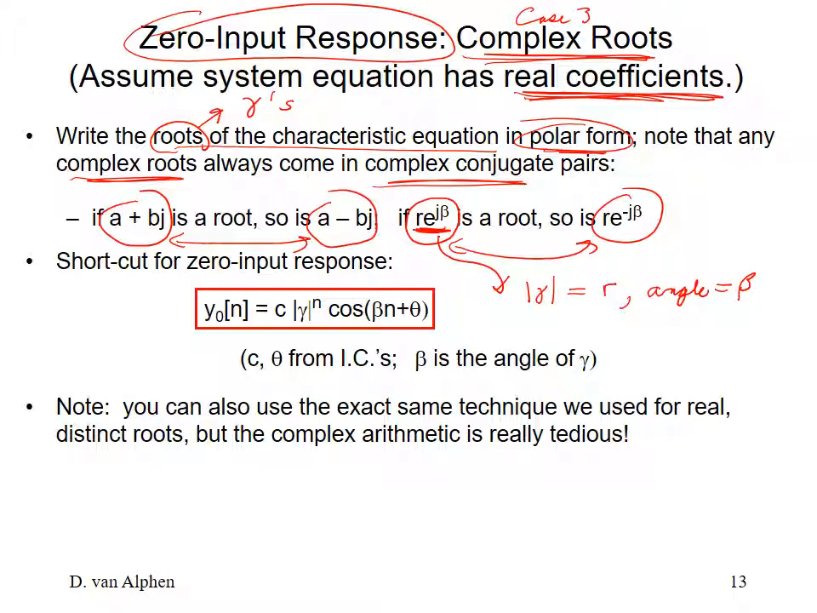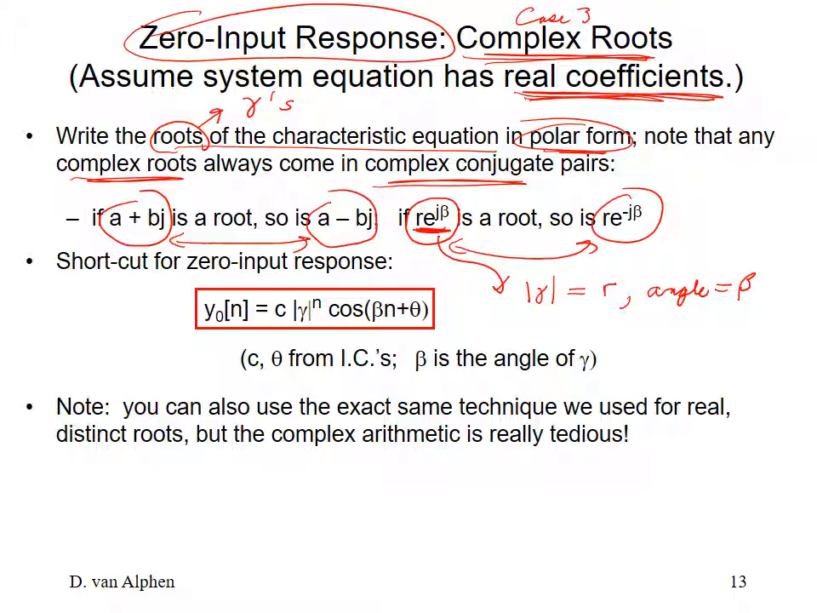Right. So then what's left in terms of unknowns that need to be determined from the initial conditions? It's going to be the c and the theta. The theta is the angle of the cosine. The beta is the angle of the root, the complex conjugate root, or it doesn't matter whether you say the positive beta or the negative of beta. Either way, those come from the roots of the characteristic equation. Okay, let's do an example.